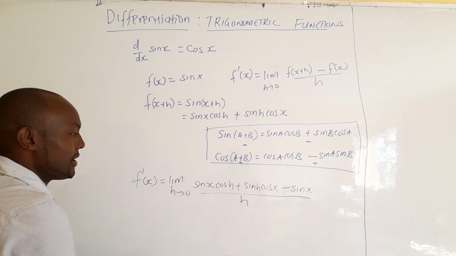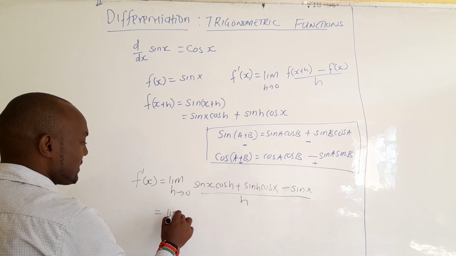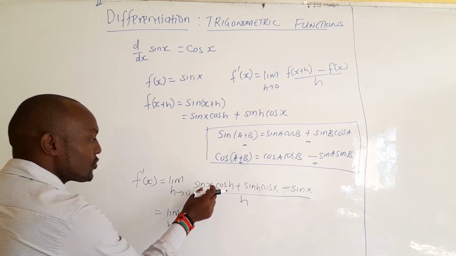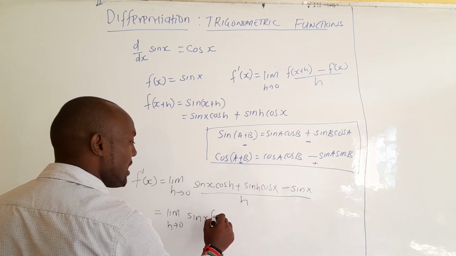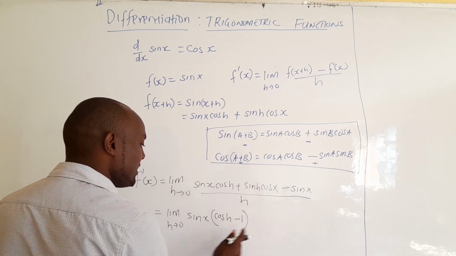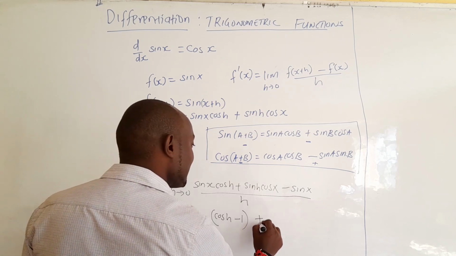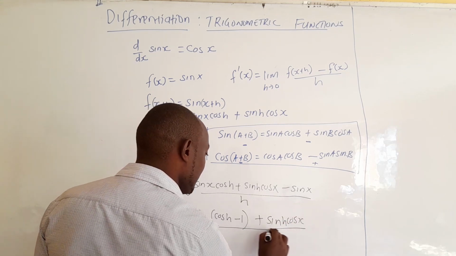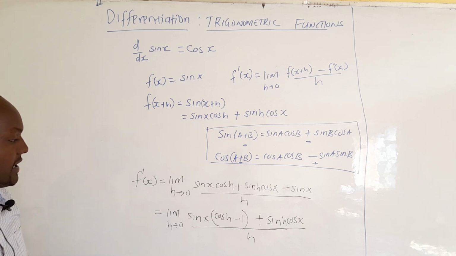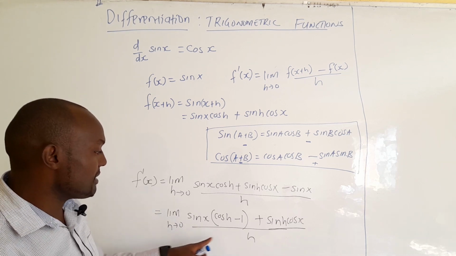As you can see from this, sine x is common here and here. So we can proceed and say this is the limit as h approaches 0. Sine x is common, so I factor out sine x, and I'll have cos h minus 1, plus sine h times cos x, all over h. Based on our previous class where we looked at how we use limits, you can separate this one.